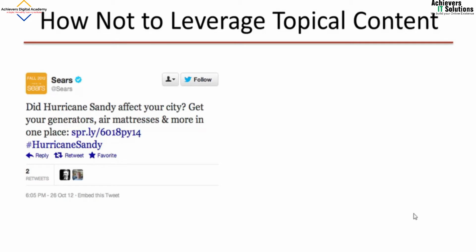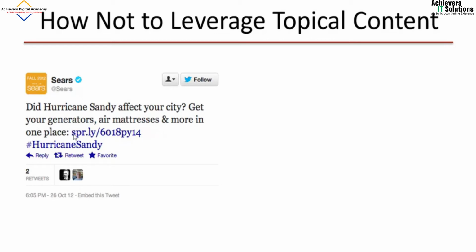Sears is a massive brand in the United States. This was when Hurricane Sandy had struck, and obviously it is a natural calamity at a large scale. So people are obviously talking about it on Twitter, trying to find updates about how people are doing, what is the latest news, how are the affected areas at the moment. At a time like this, the brand tweets saying, "Did Hurricane Sandy affect your city? Get generators, air mattresses, and more in one place."